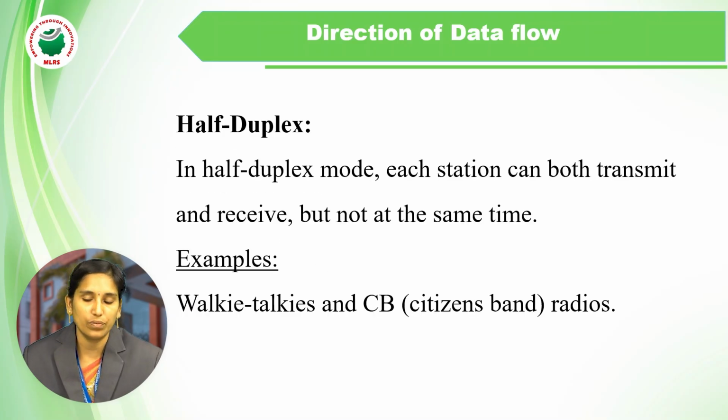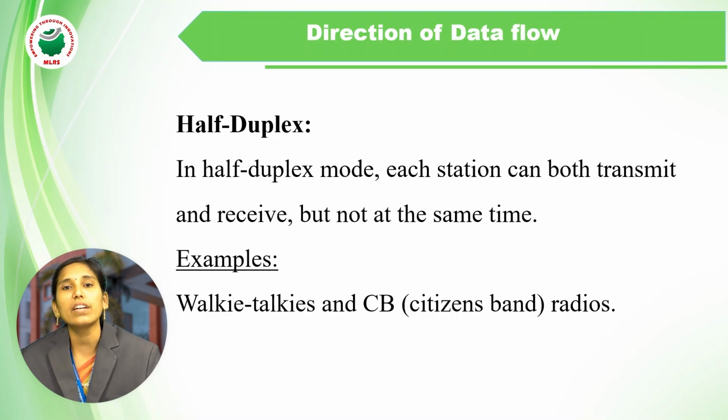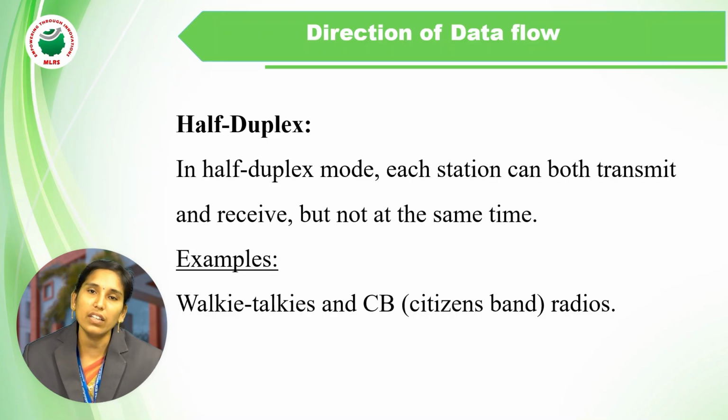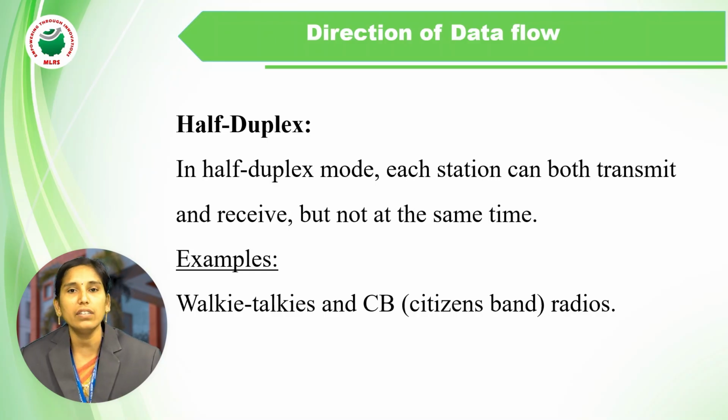Next, half duplex mode. Half duplex mode means we can transmit the data from sender to receiver in both directions, but not at a time. You can transmit the data from sender to receiver one time, and we can transmit the data from receiver to sender another time. For example, walkie-talkies. In walkie-talkies, one person talks, then the receiver replies the next time, like that. And CB, citizen band radios, are also examples of half duplex mode.